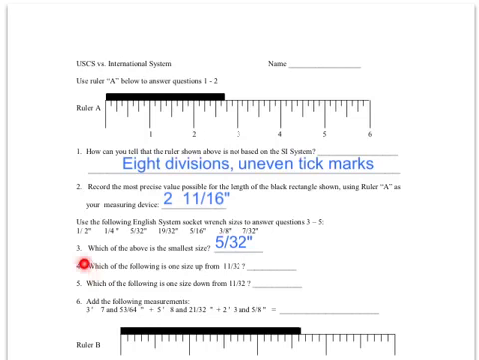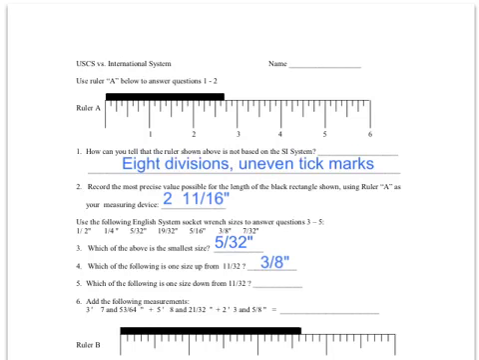Okay, so now for number 4, I want to find what is one size up from 11/32. So I'm going to turn that into 12/32. And since 12 and 32 are both divisible by 4, what I end up getting is 3/8. That's what you get when you divide: 12 divided by 4 is 3, and 32 divided by 4 is 8. Pretty crazy, isn't it?